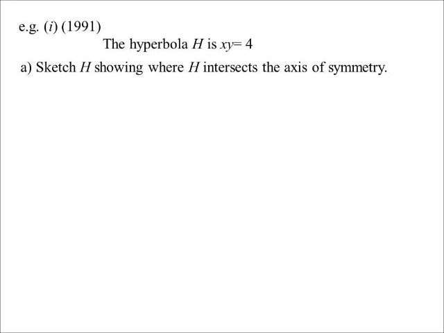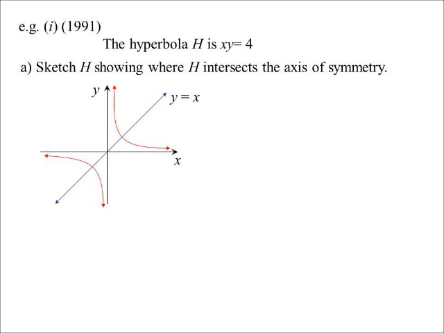1991 question. Oh, symmetry. 1991. Gotta love that. Our hyperbola is xy equals 4. First question they said was simply sketch, bit of a gift question I suppose, sketch the hyperbola and show where it intersects the axis of symmetry. So all they're asking us to do is draw a standard rectangular hyperbola. But they wanted some scale, so they've said locate, I guess what we're really doing is finding the vertex of the hyperbola. That'll be on the axis of symmetry.